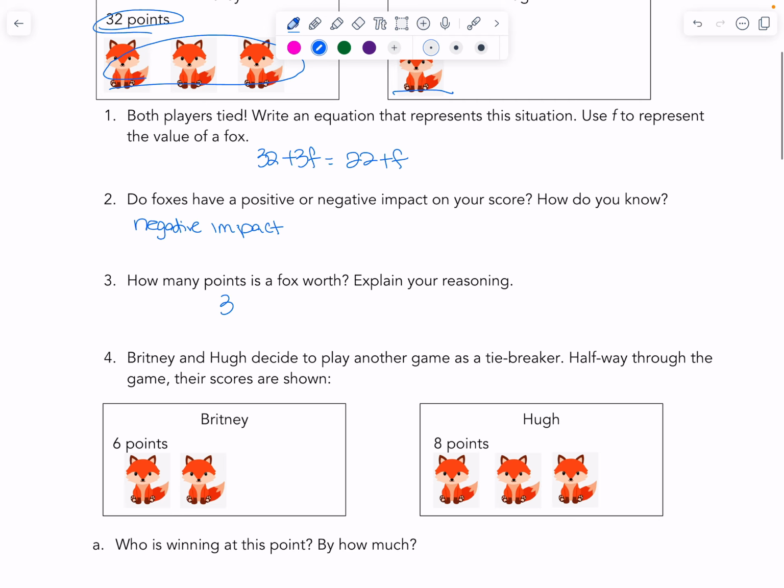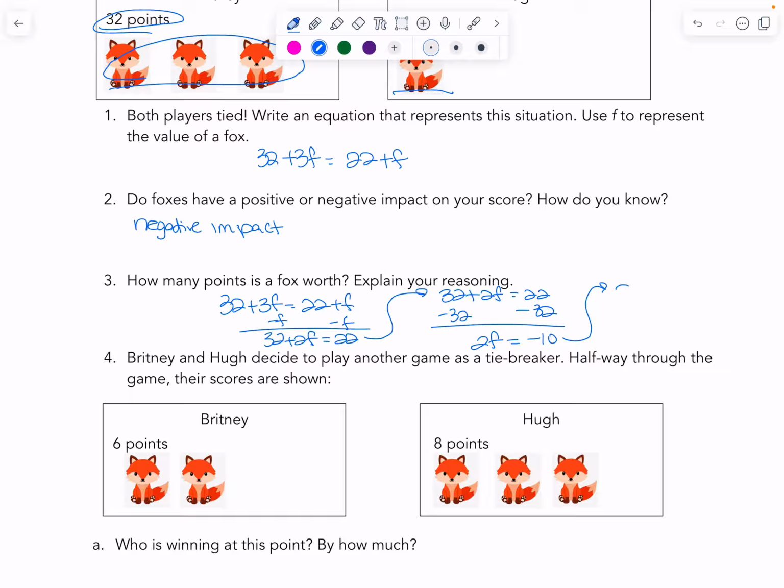So if I had 32 plus 3F is equal to 22 plus F, minus F, so 32 plus 2F is equal to 22. Subtract both sides by 32. So 2F is equal to negative 10. Divide by 2. So F is equal to negative 5. That means that each fox is worth negative 5 points.